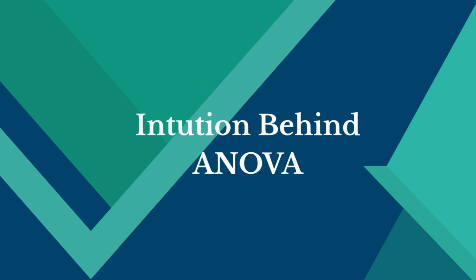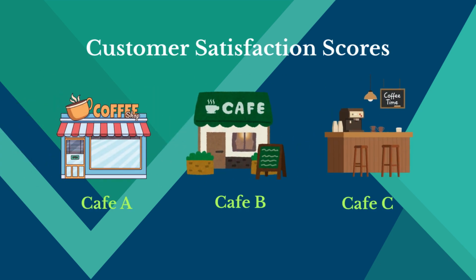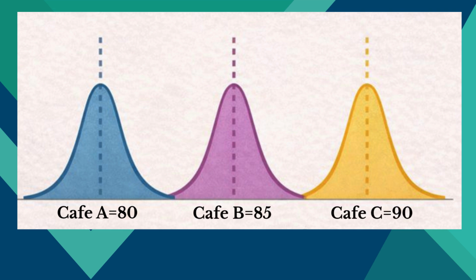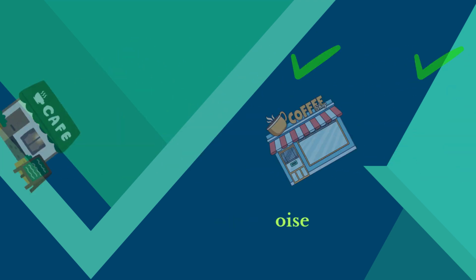Let's build intuition with an example. Imagine three cafes measuring customer satisfaction scores. Scenario 1: Cafe A scores are tightly clustered around 80. Cafe B scores are tightly clustered around 85. And Cafe C scores are tightly clustered around 90. Low variability within each cafe and clear separation between averages. So, ANOVA will likely say, yes, these differences are real.